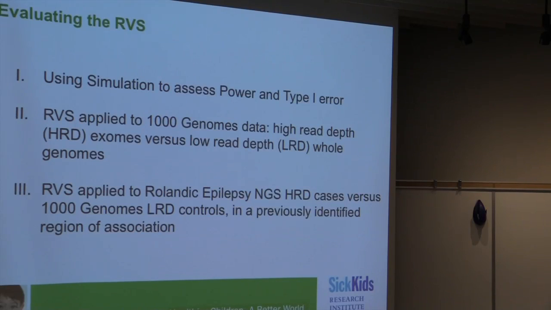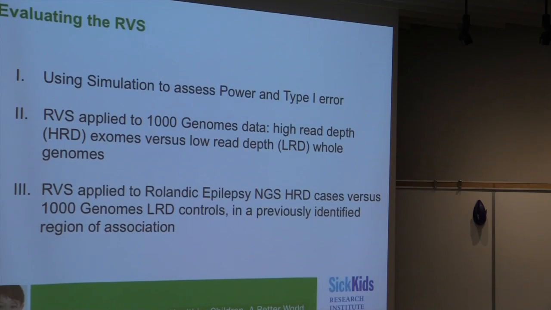Okay, so I'm just going to show you some of the results now using this test statistic. We call it the Robust Variance Score Test, RVS, and hopefully that's obvious now because we take the score test and we make the variance robust. So we called it the Robust Variance Score.